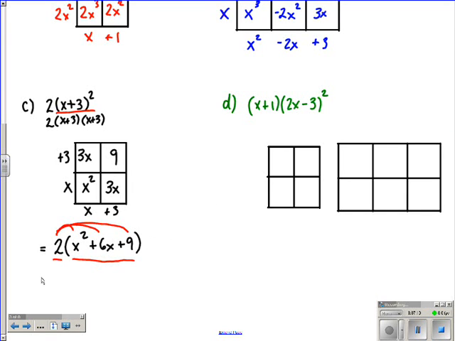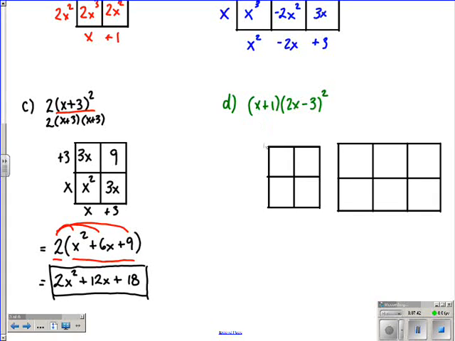So when we do that, we should have 2 times x squared would be 2x squared. 2 times 6x would be 12x. And 2 times 9 would be 18. So we end up with 2x squared plus 12x plus 18. That is letter C.